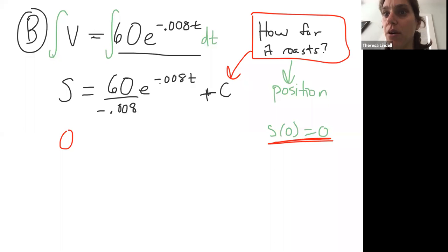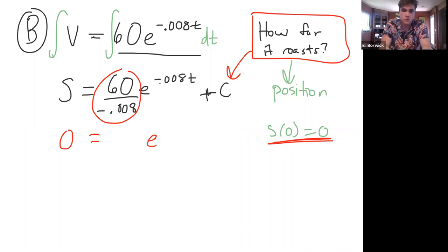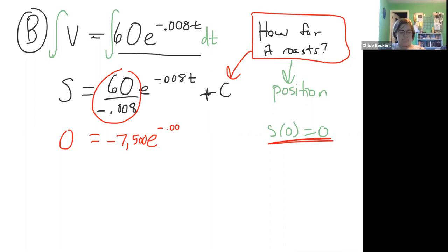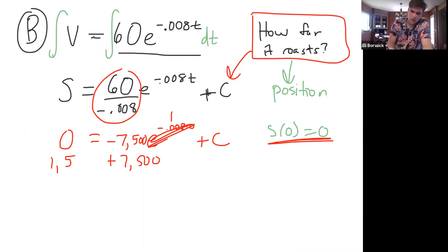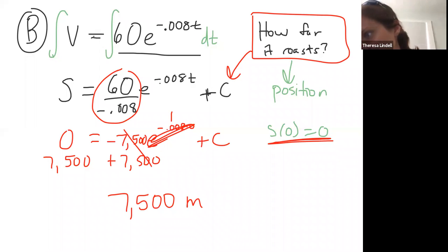So if you plug in 0, somebody takes 60 divided by negative 0.008 for me. Negative 7,500. Yeah. And then this is all just 1. So everybody good with, you'd add 7,500 to the other side and that's your c? Yeah. So that's actually your final answer for part B.